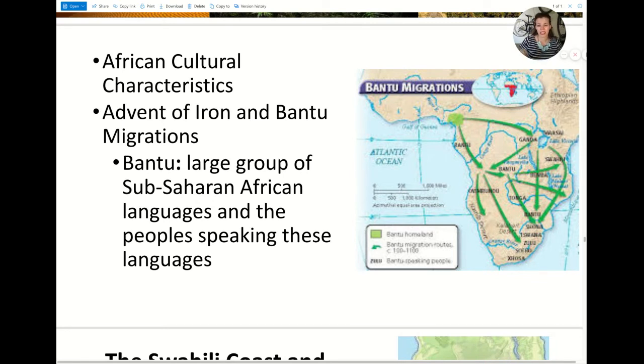Historians think that these commonalities result from essentially these massive Bantu migrations. So we see this migration of people who lived in the southern Sahara region and migrated because of the Ice Age and all of the flooding and melting ice. So the Bantu peoples are sort of the collective name of a large group of sub-Saharan African languages and of the peoples speaking these languages.